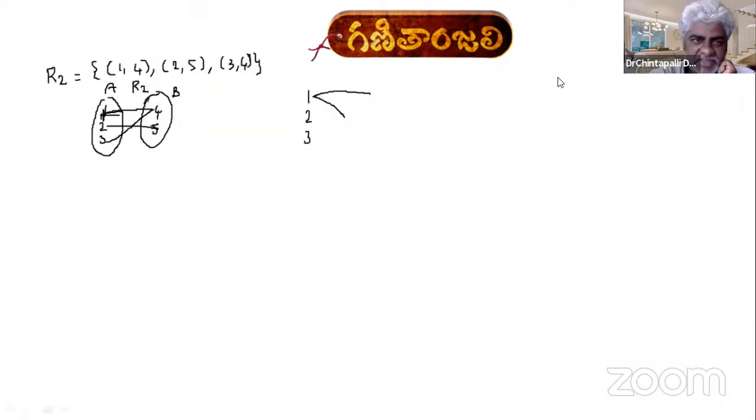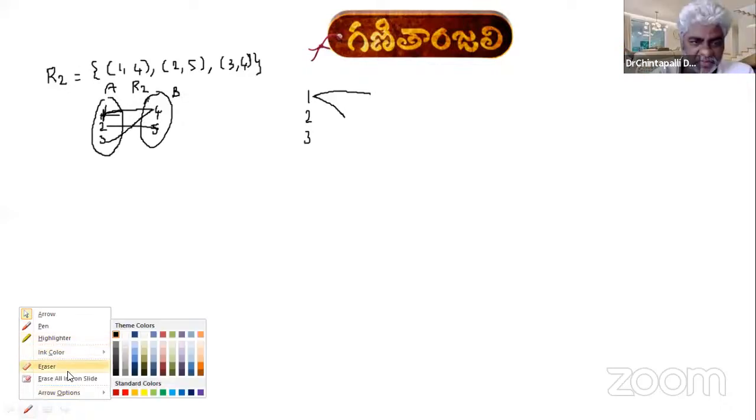Got it? See here, there is no this type of association. There is no unused element. So clearly it is a function. The same function can be drawn on a graph also.